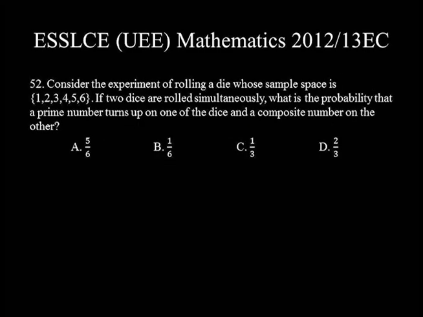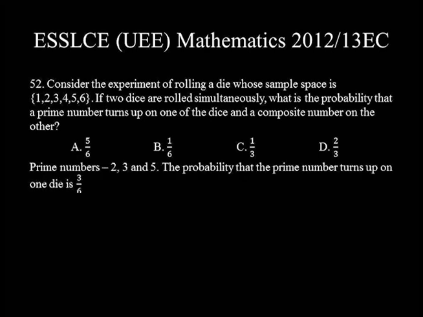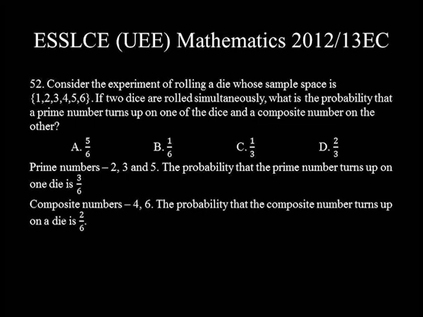Question number 52. Consider the experiment of rolling a die whose sample space is 1, 2, 3, 4, 5, and 6. If two dice are rolled simultaneously, what is the probability that a prime number turns up on one of the dice and a composite number on the other? Prime numbers in the sample space are 2, 3, and 5. The probability that a prime number turns up on one die is 3 over 6. Composite numbers in the sample space are 4 and 6. The probability that a composite number turns up on one die is 2 over 6.